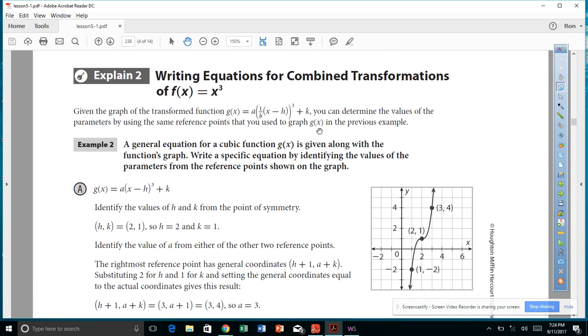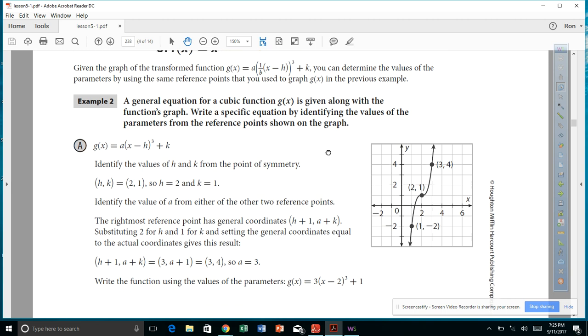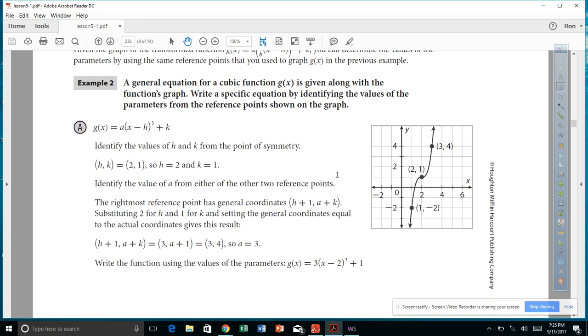Writing equations for combined transformations of f of x equals x cubed. Given the graph of the transformed function g of x equals a times 1 over b times x minus h cubed plus k, you can determine the values of the parameters by using the same reference points that you used to graph g of x in the previous example. Example 2. A general equation for a cubic function g of x is given along with the function's graph. Write a specific equation by identifying the values of the parameters from the reference points shown on the graph.